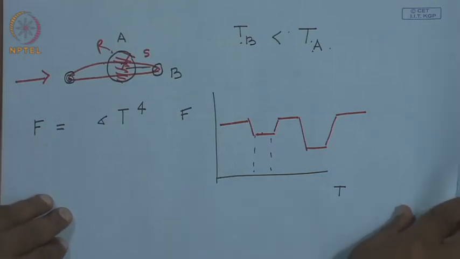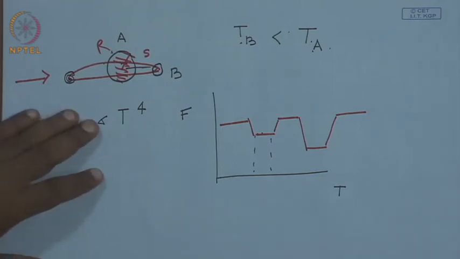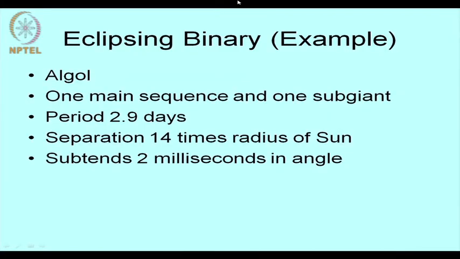So, this is the eclipsing binary, and an example is Algol. One of the stars in this eclipsing binary is a main sequence star. A main sequence star is a normal star like ours which burns hydrogen, and the other star is a subgiant. It has a period of 2.9 days.